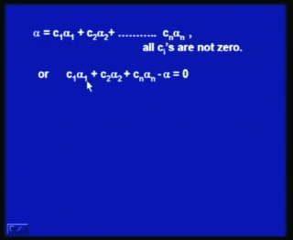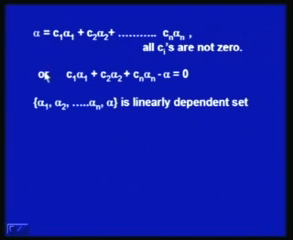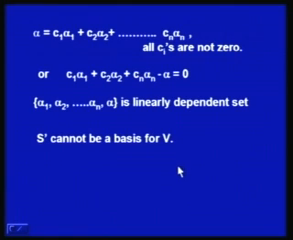So, alpha is equal to C1 alpha 1 plus C2 alpha 2 plus Cn alpha n, where all Ci's are not 0, and that means C1 alpha 1 plus C2 alpha 2 plus Cn alpha n minus alpha is equal to 0. All Ci's are not 0, some of them may be 0, but all of them are not 0. So, this set alpha 1, alpha 2, alpha n together with this alpha is a linearly dependent set. So, there exists a linear combination in which a non-trivial solution is possible. So, this set cannot be linearly independent, and if this is not linearly independent, then this set S dash cannot be a basis for V. That is what the theorem is.